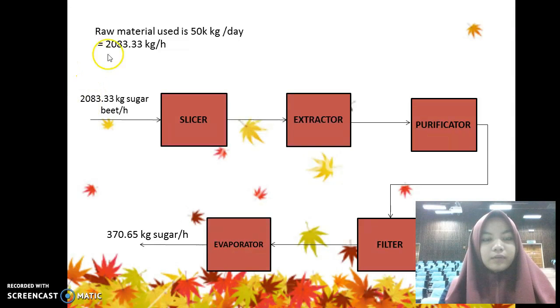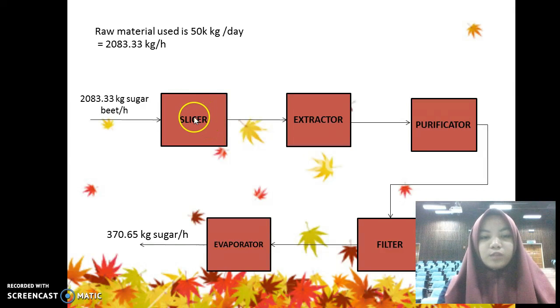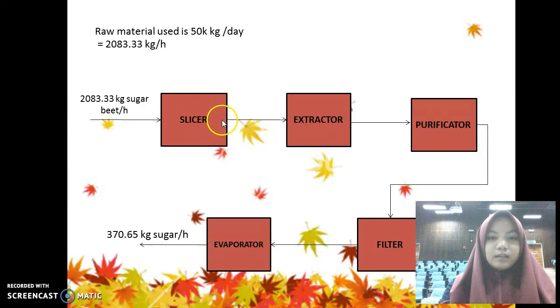Firstly, our raw material used is 50 kg per day, and then we convert it into 2083.33 kg per hour. So this amount of sugar beet will go into the slicer where we slice them into small pieces, and then it goes to the extractor. Here we put hot water so we can extract the sucrose from the small pieces.